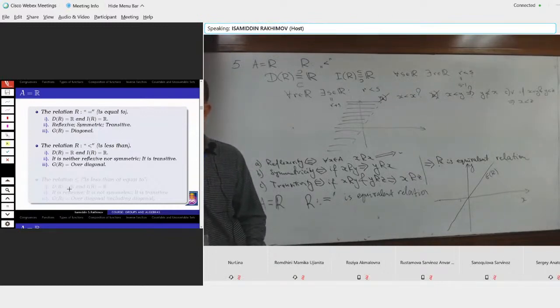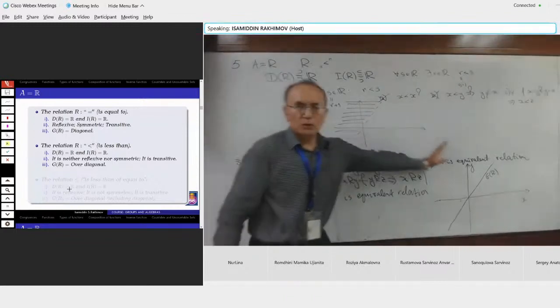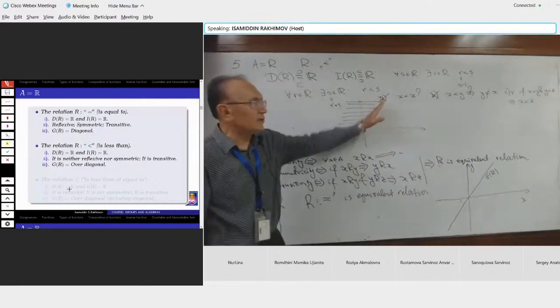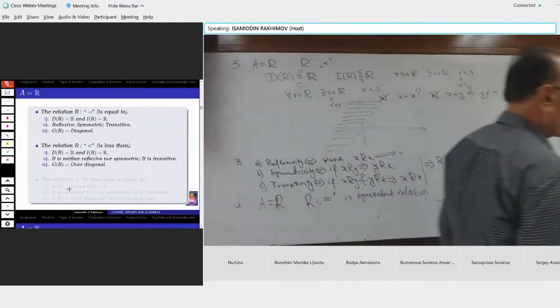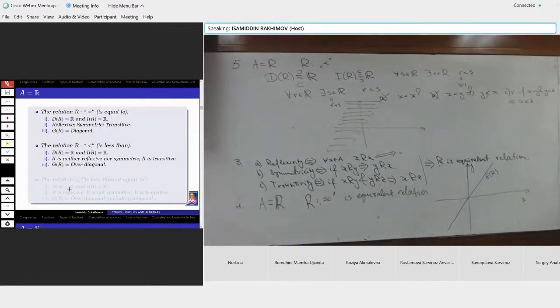If x is greater than y, then the graph is below the diagonal, but not including the diagonal. So we will see that in the next example.